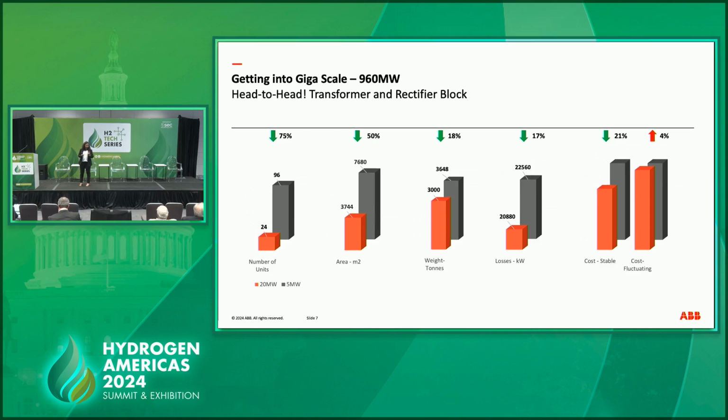Further comparing, typically the core product which we are offering is the rectifier and the transformer package. Like we discussed in the previous slide, with the 20 megawatt electrolyzers I have 24 units, and with the 5 megawatt electrolyzers, it's 96. So there is a 75% reduction in the number of components right there.